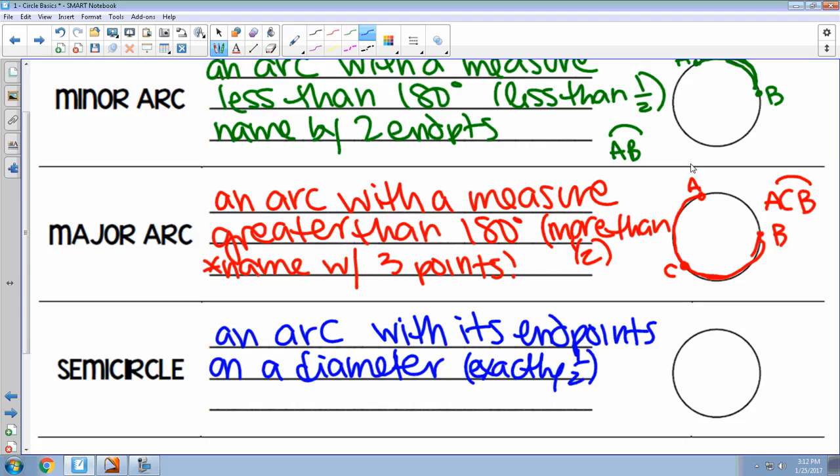So we have less than half, we have more than half, and we have exactly half. So for example, if I draw in a diameter, so 2 endpoints on the circle, and it goes through the center, say P, your arc could be measured in either direction. So if you do want to specify up versus down, you will need a 3rd point. So maybe this is A and B, and then you would tell me a point C up here. So this could also be A, C, B, but since this is a diameter, this is a semicircle because it's exactly half.